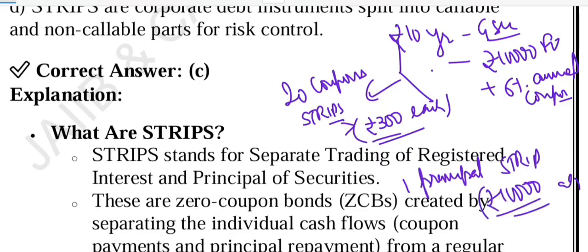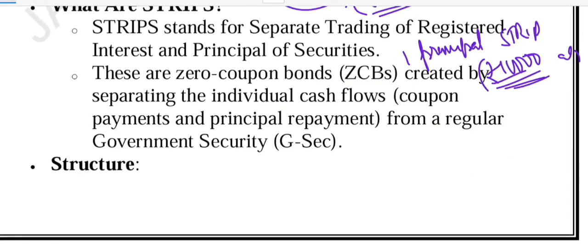Basically, it converts a government bond, this 10-year government security of 10,000 rupees face value, into two parts. First of all, 20 coupon strips are generated, rupees 300 each, right? And one principal strip, which is rupees 10,000 at maturity. So let's summarize what we have covered in this particular question.